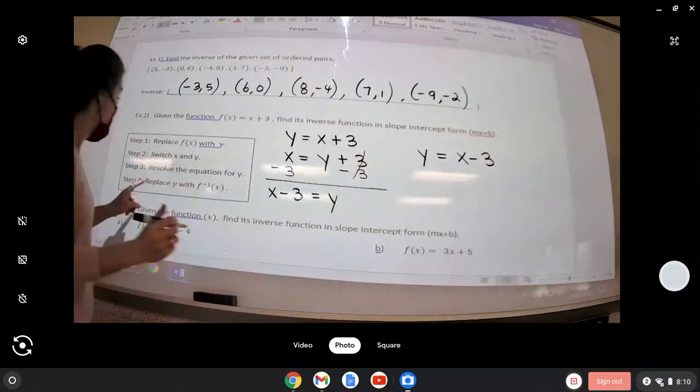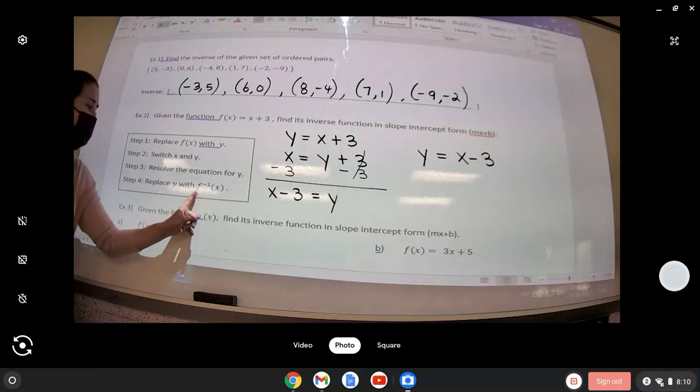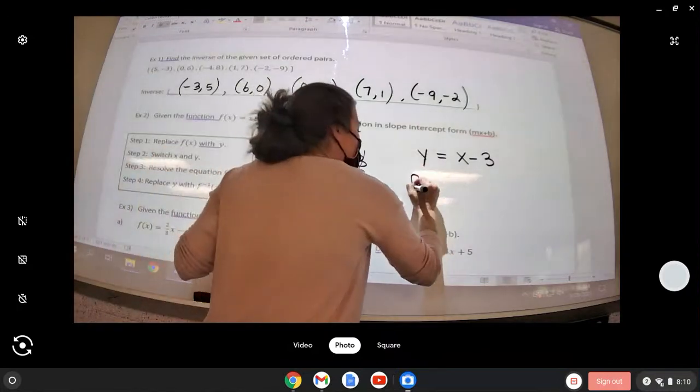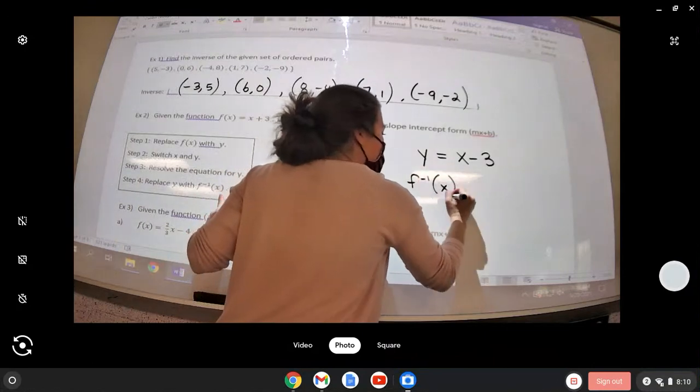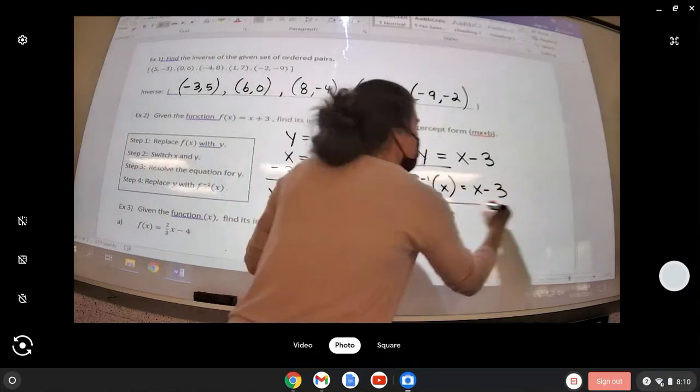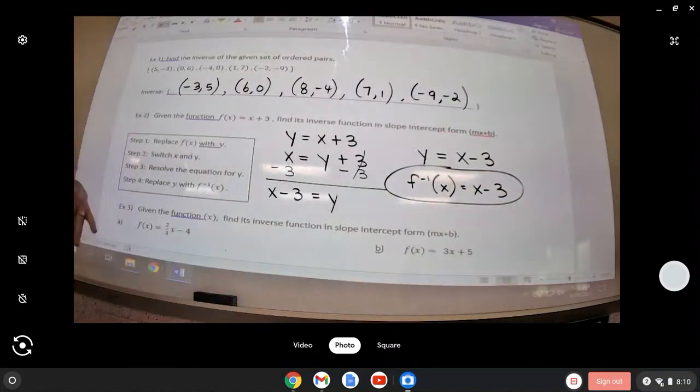So now you're going to take y out and replace it with f inverse of x. So we don't want y, we want f inverse of x to equal x minus 3. And that's the inverse function. That's the function that will undo what the original function did.